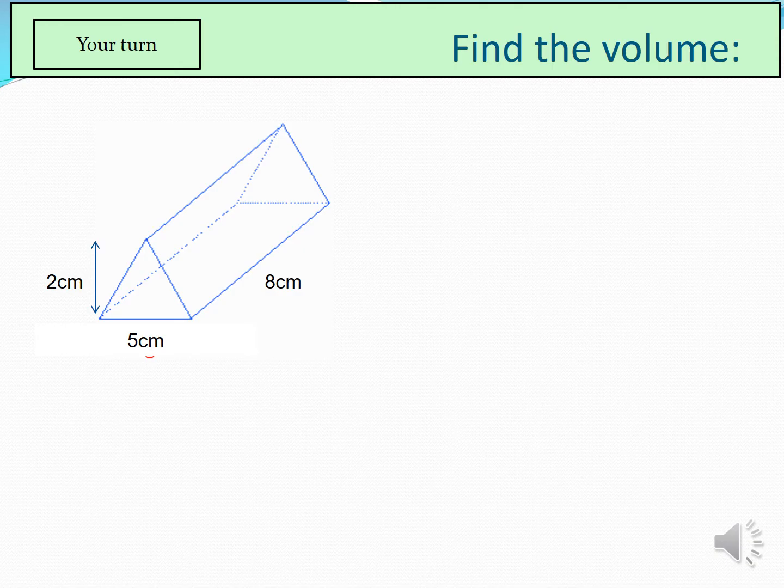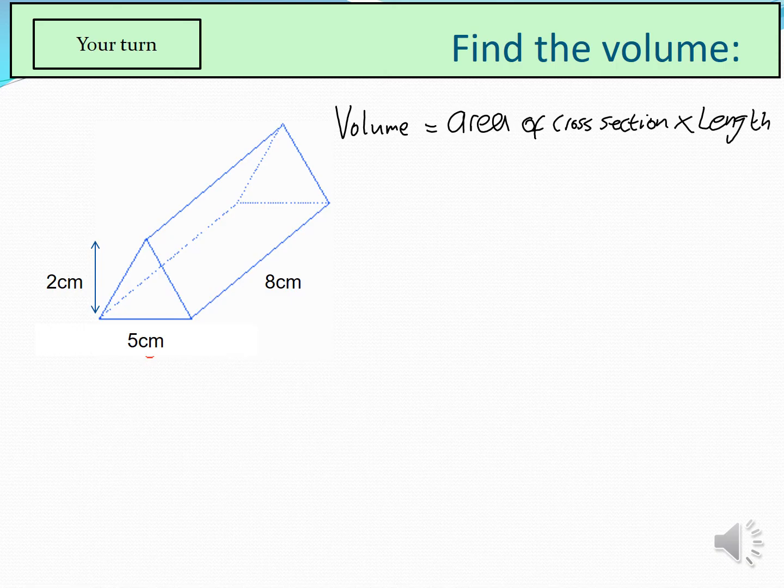Okay, so again, let's recall our formula for volume. So volume equals area of cross section times by length. Okay, so let's identify our cross section. So our cross section is the end shape here.